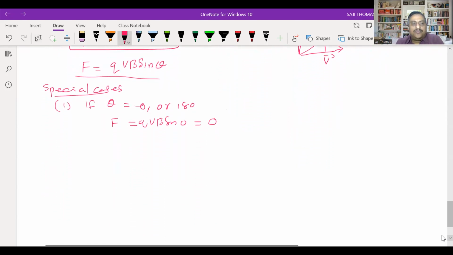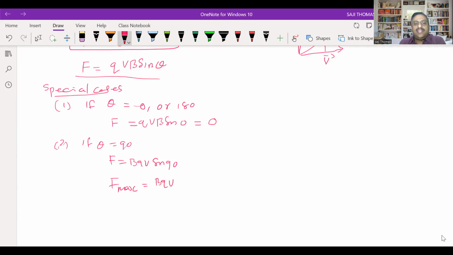Now, case 2. If theta equals 90 degrees, what will be the force? QVB sine 90. So force will be maximum, QVB. So when a charged particle moves perpendicular to the magnetic field, it will experience maximum force. If the charged particle is at rest, velocity is 0, then force will be 0. There won't be any magnetic force.